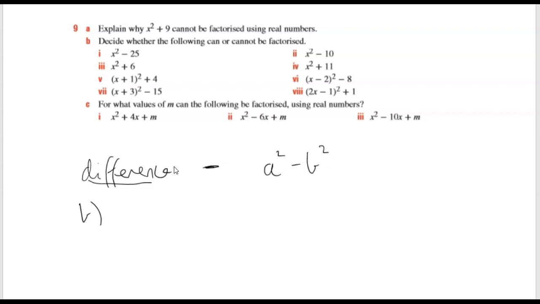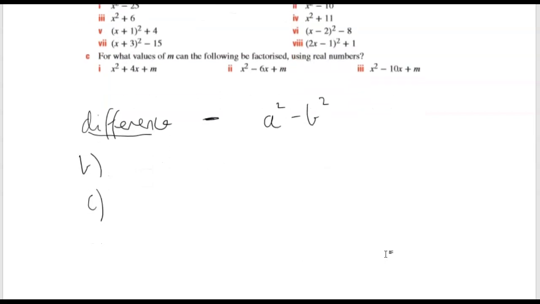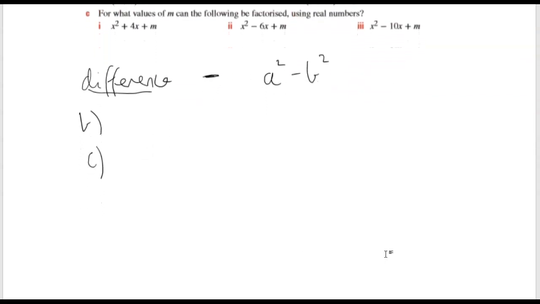Okay, let's move on to C. Just did B. For what values of m can the following be factorized? Once I do the first one, you probably understand how to do the other two. So let's just do the first one. I'm sorry about my bad writing. Let's just ignore this m for now.